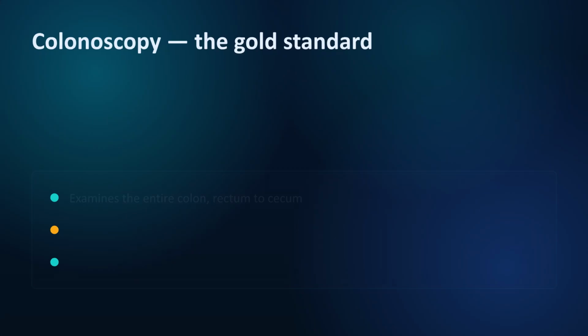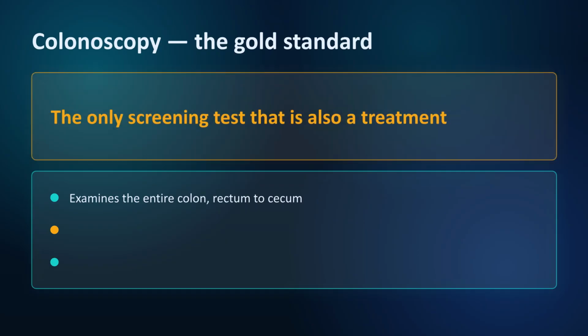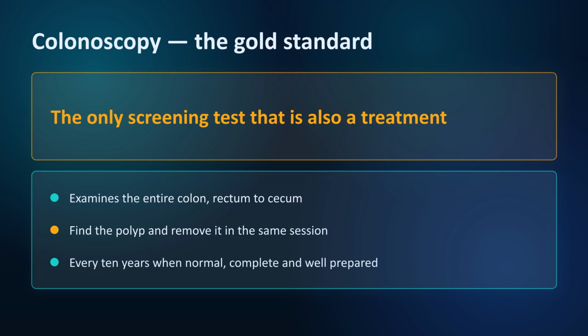And now the gold standard. Colonoscopy examines the entire colon from the rectum all the way to the cecum. It is the only screening test that is also a treatment. You find the polyp, and you take it out in the same session, under the same sedation. Every other test on the menu, if it is positive, simply earns the patient a colonoscopy anyway. So the question is rarely whether a colonoscopy will happen, only when. For an average risk patient with a normal complete examination and adequate preparation, the interval is 10 years. That interval is long precisely because the test is thorough and the sequence is slow.